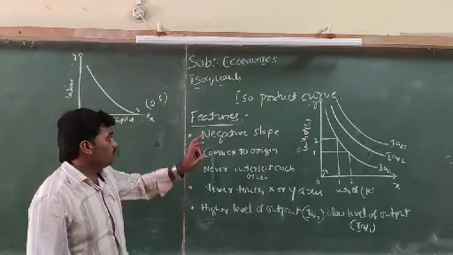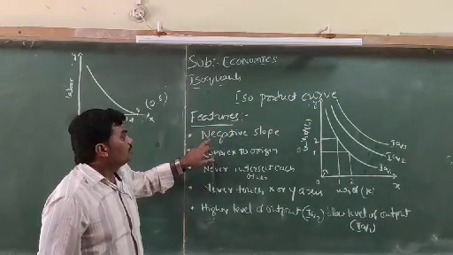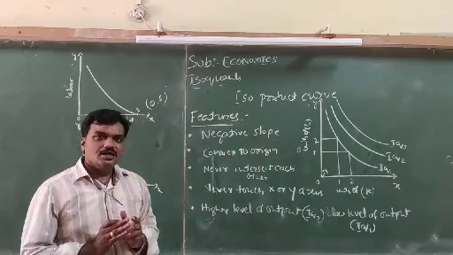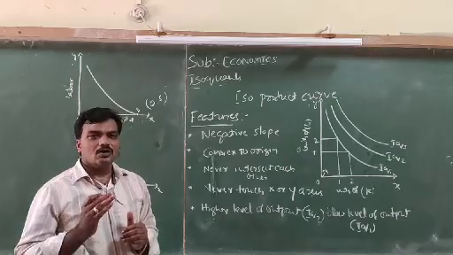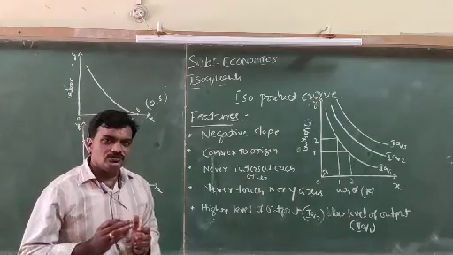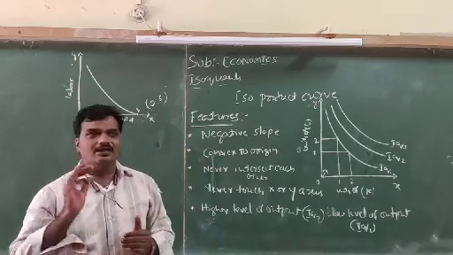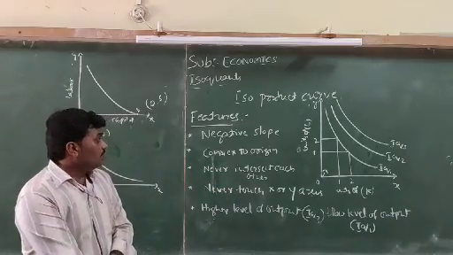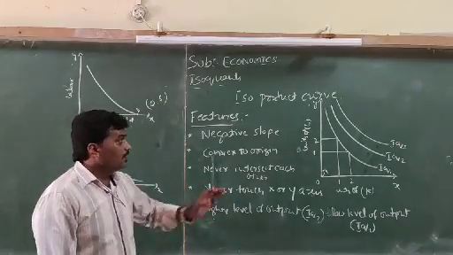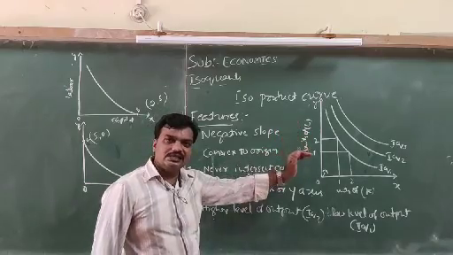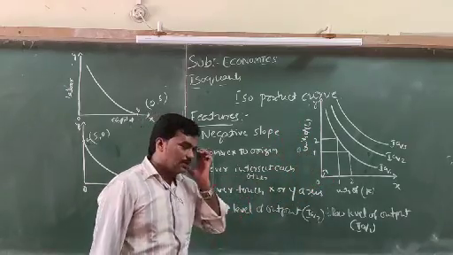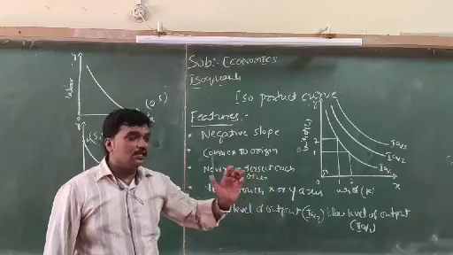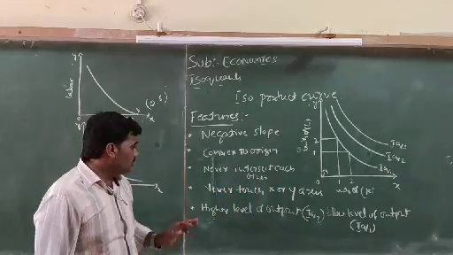Once again, I will explain the features. The first feature is that the isoquant has a negative slope. It has a negative slope because if a producer wants to increase the units of one factor, he must sacrifice some units of another factor. That's why it has a negative slope. Then it is convex to the origin because the MRS is diminishing. Then the third point, the different isoquant curves never intersect each other.